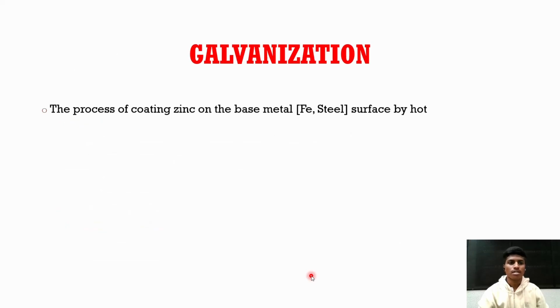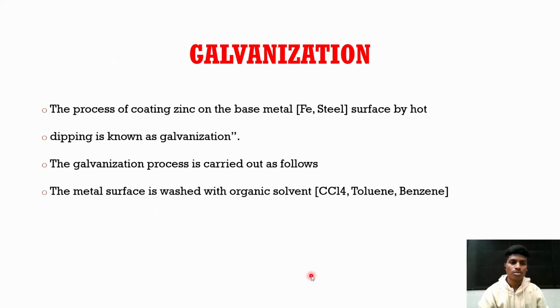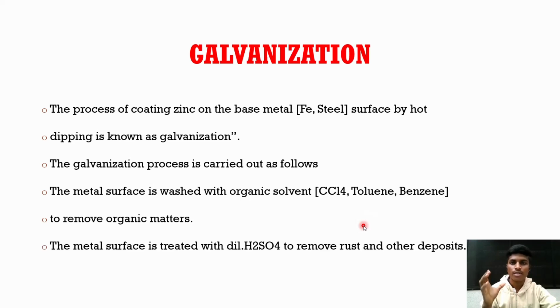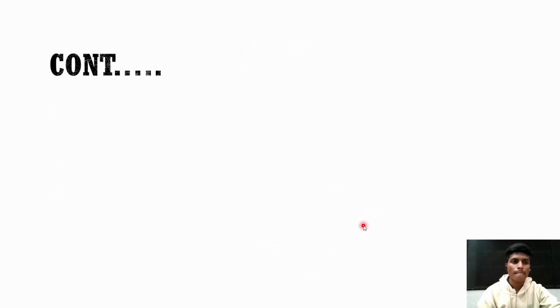Let us see about galvanization. The process of coating zinc on base metals, which can be iron or steel surfaces, by dipping is known as galvanization. The galvanization process is carried out as follows. The metal surface is washed with organic solvents like CCl4, toluene, and benzene to remove organic matter. The metal surface is treated with dilute H2SO4 to remove rust and other deposits. Then it is well washed with water and air dried with hot air.